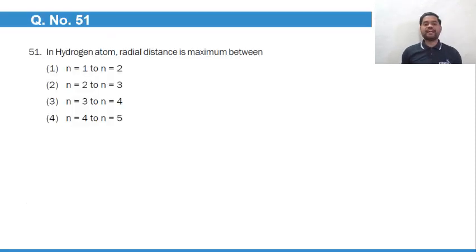The first question that came in your examination is: in the hydrogen atom, the radial distance is maximum between. First of all, the radial distance for any orbit is Rn, which is equal to R0 into n square by z. Since they are talking about hydrogen atoms, z is equal to 1. So that will be equal to R0 into n square, where n is the number of the orbit.